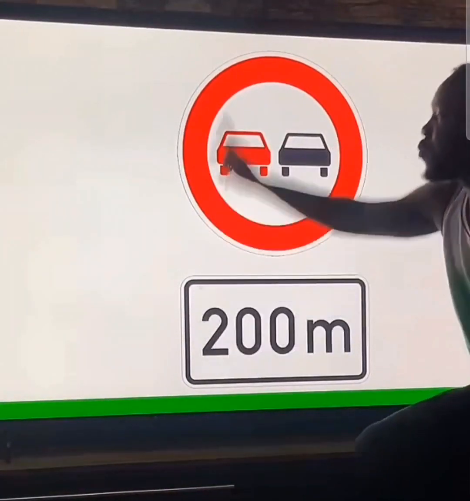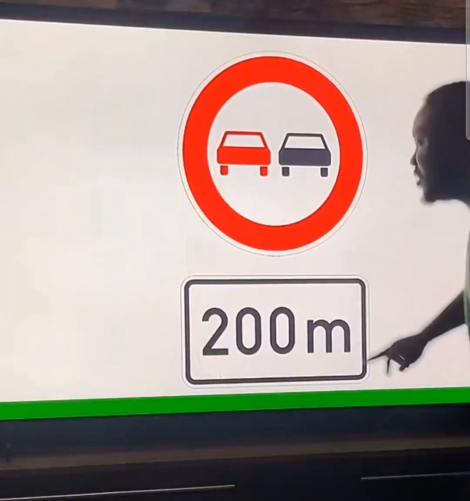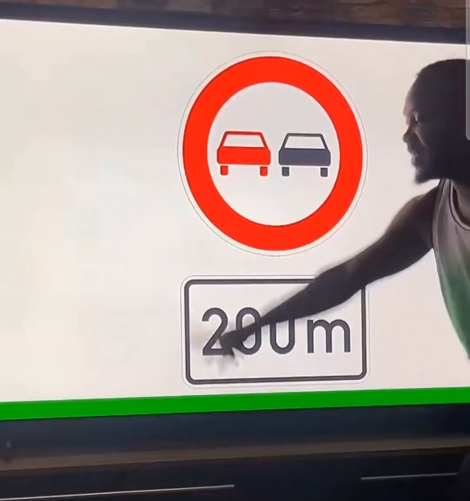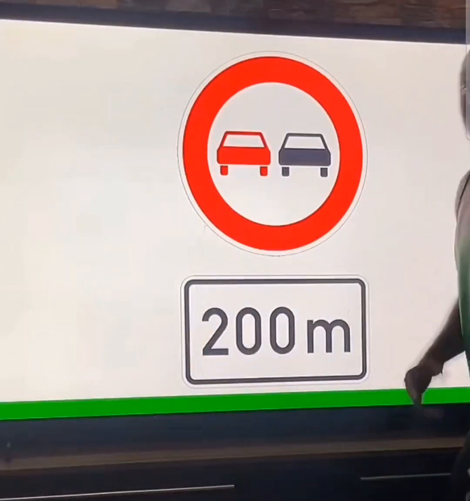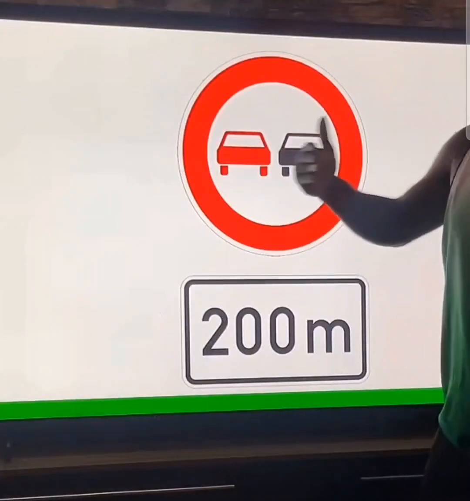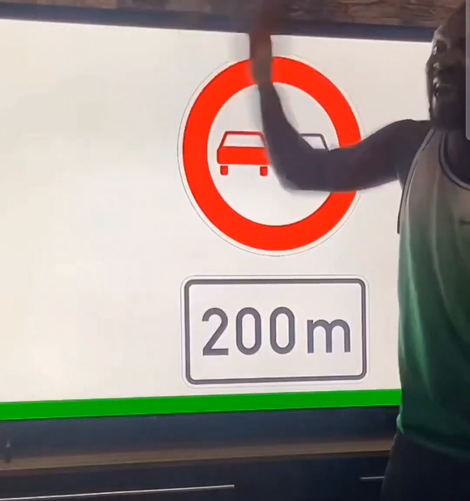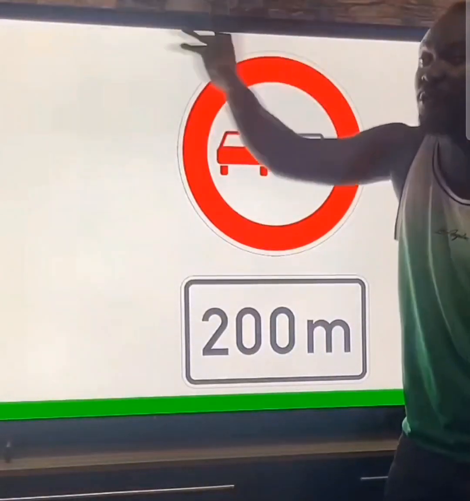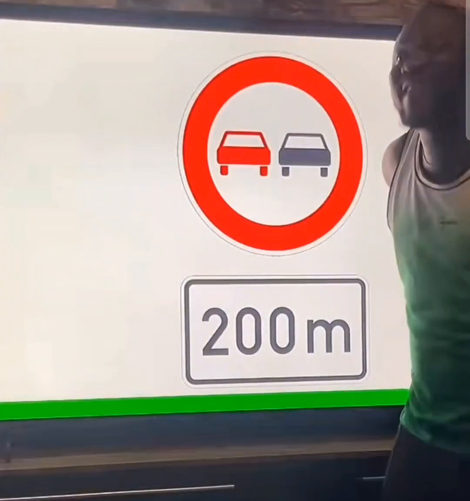Can you see any arrow pointing this side? No. So because there is no arrow here, that means you cannot overtake in 200 meters ahead of you. That means the sign is waiting ahead of you. It's there in front of you, 200 meters in front of you. You will not overtake.